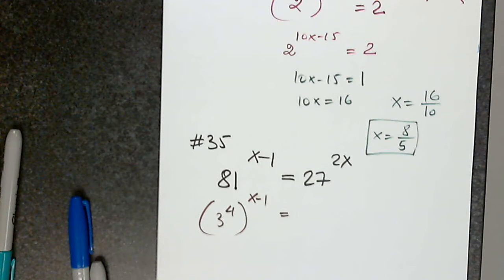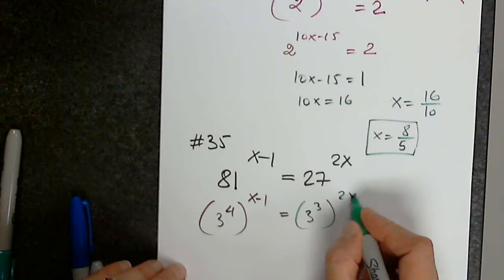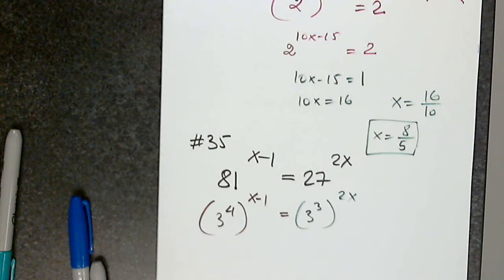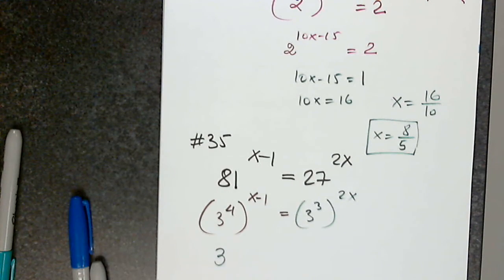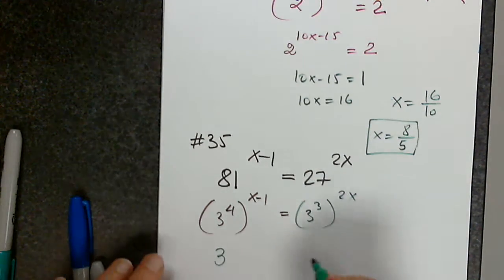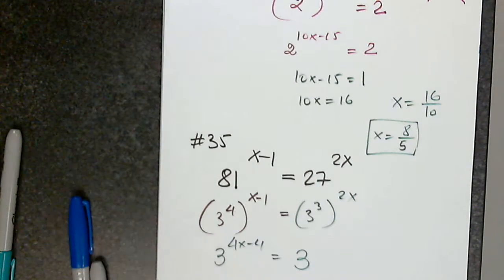3. Can I use 3 as a base for 27? If I can, I'm on the right track. I can solve this. Yes. How? 3 to the 3rd. Excellent. It looks very promising. So on the left-hand side, I copy the base. What happens with the exponents? Right. What do I get? 4x minus 4. Awesome. On the right-hand side, I copy the base.